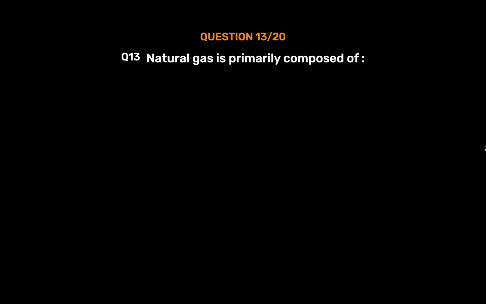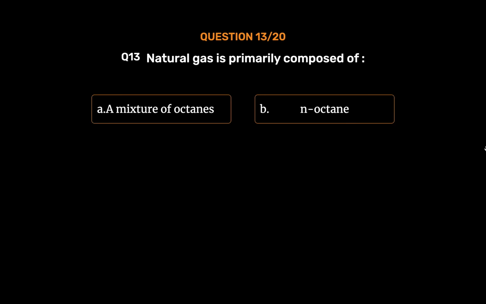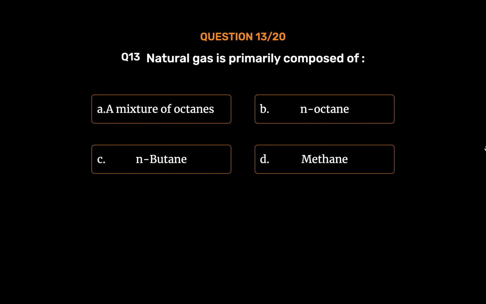Question number 13. Natural gas is primarily composed of option A, a mixture of octanes. Option B, an octane. Option C, butane. Option D, methane. The correct answer is option D, methane.